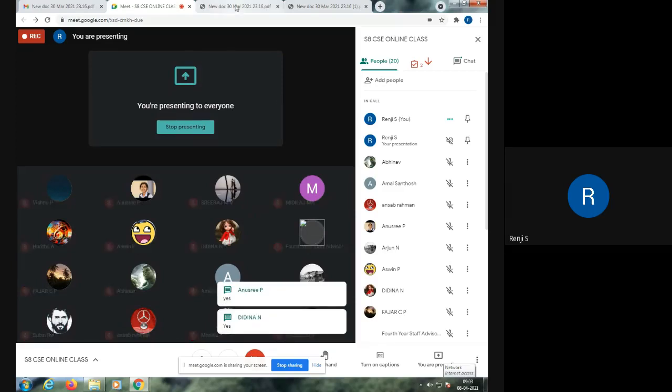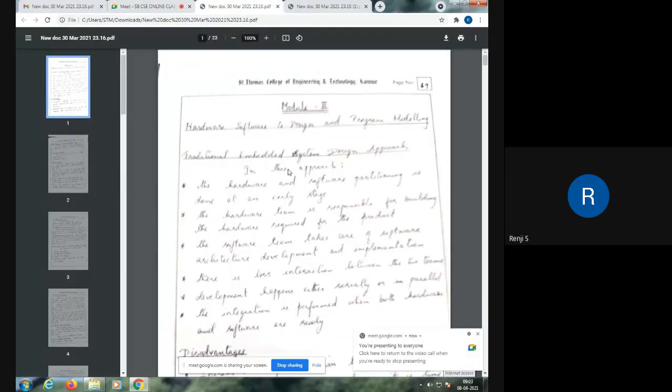Okay, so we are going to the second module, and I'm just going to give you an overview of the topics included in the second module. The main focus of the second module is the co-design process, that is hardware software co-design and program modeling. This is the basic topic that we are going to cover. In the first section, we will cover the hardware software co-design process, and in the next section we will cover the various methods and modeling techniques for a particular program.